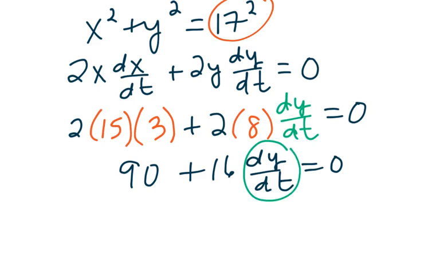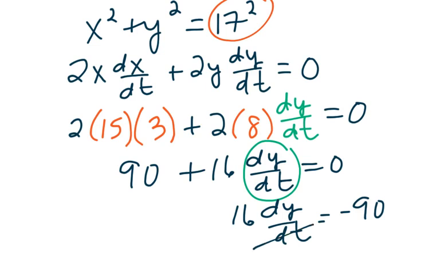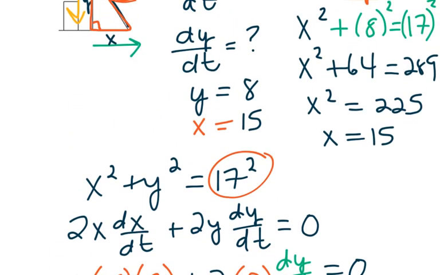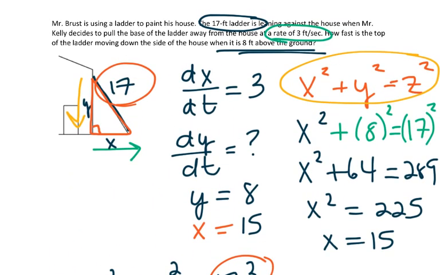So remember, we're trying to get this. 16 dy/dt is equal to negative 90. And if I divide by 16, I get dy/dt is equal to negative 5.625. Alright, so if you're wondering why it's negative, it should be, because as you're pulling the ladder away, we're going down, so that's the direction.